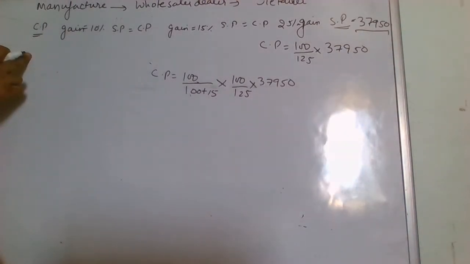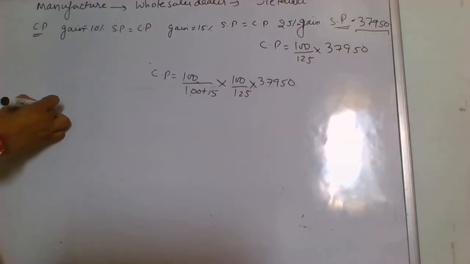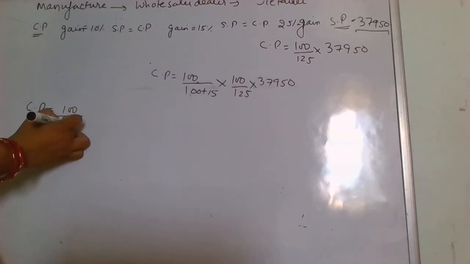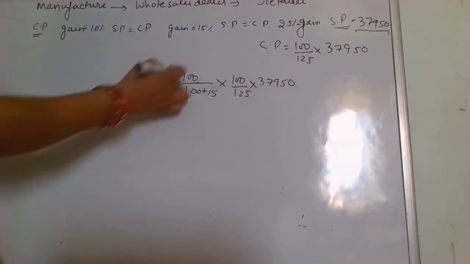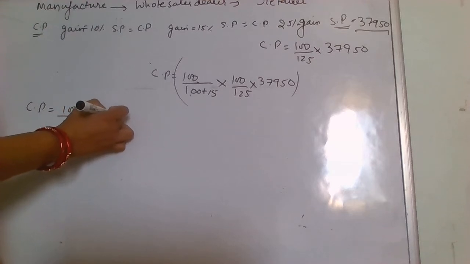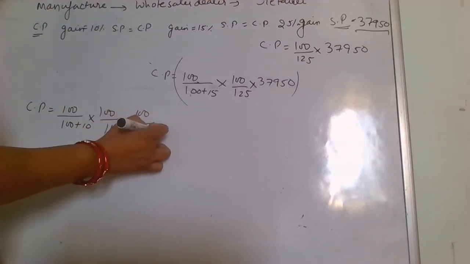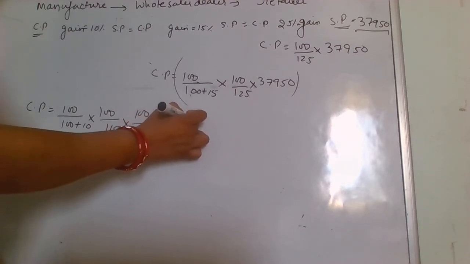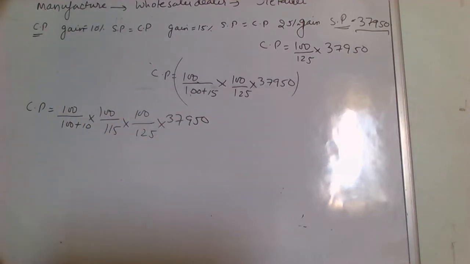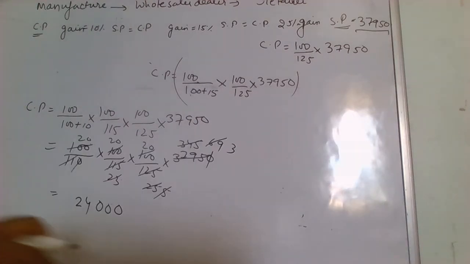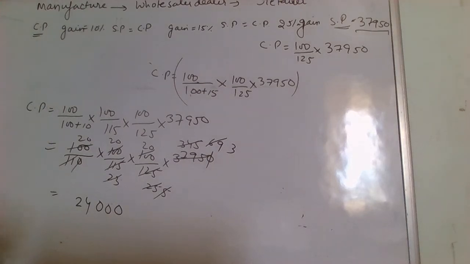And now cost price for the manufacturer is how much? Cost price is equal to 100 by 100 plus 10 into this amount. So this is equal to 100 by 115 into 100 by 125 into 37950. Solve it and you will get the result. I have done all the calculation for you people. So 24,000 will be the final cost price for the manufacturer.